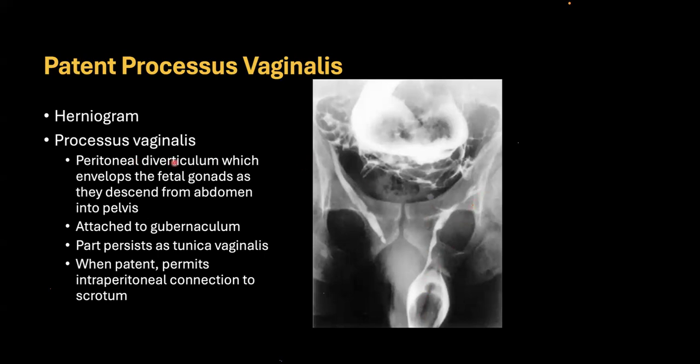Okay, what is a processus vaginalis? It is a peritoneal diverticulum which envelops the fetal gonads as they descend from the abdomen into the pelvis. It is attached to the gubernaculum and part of it persists as the tunica vaginalis. Okay. When patent, it permits intraperitoneal connection to the scrotum. It extends totally into the scrotum. So here we can see it is extending from the abdominal cavity up to the scrotum.